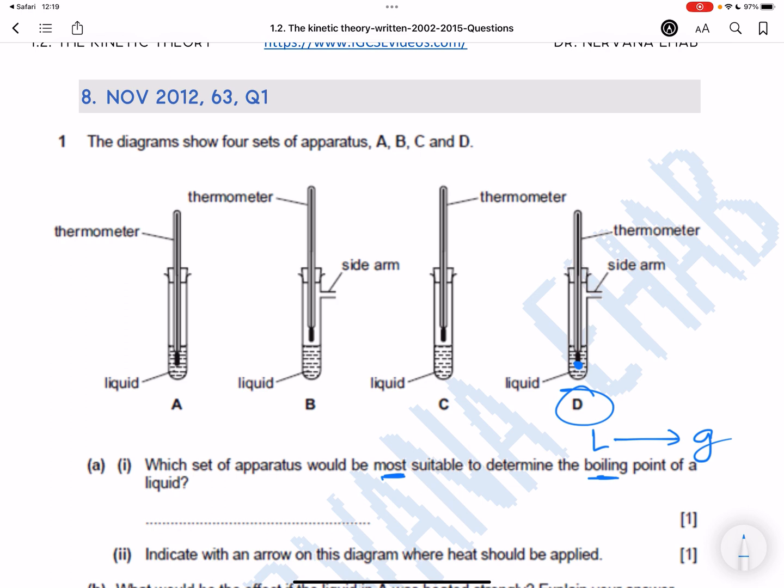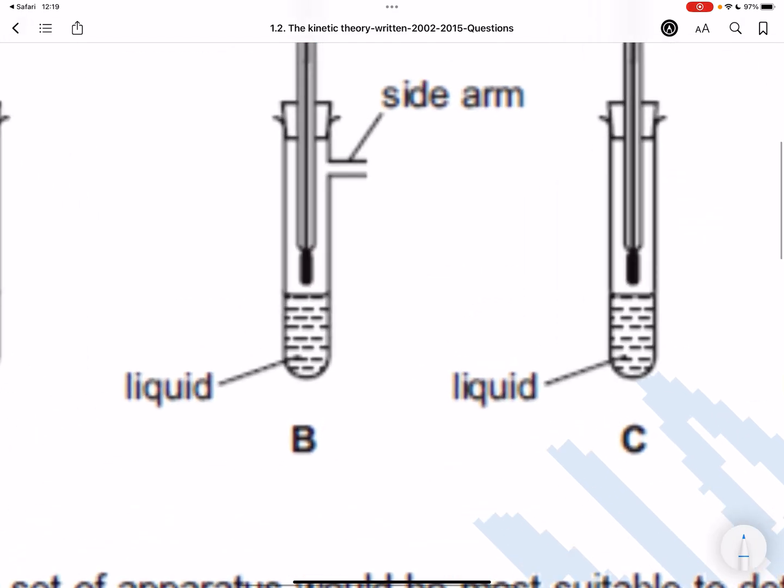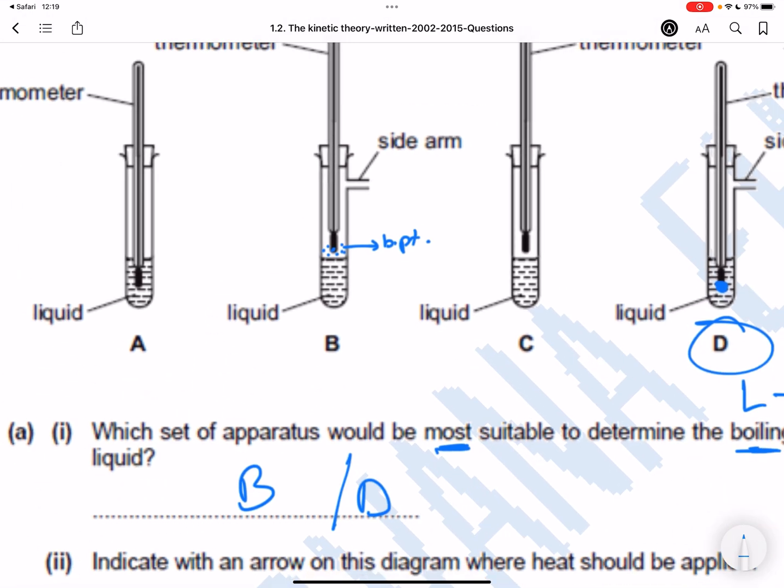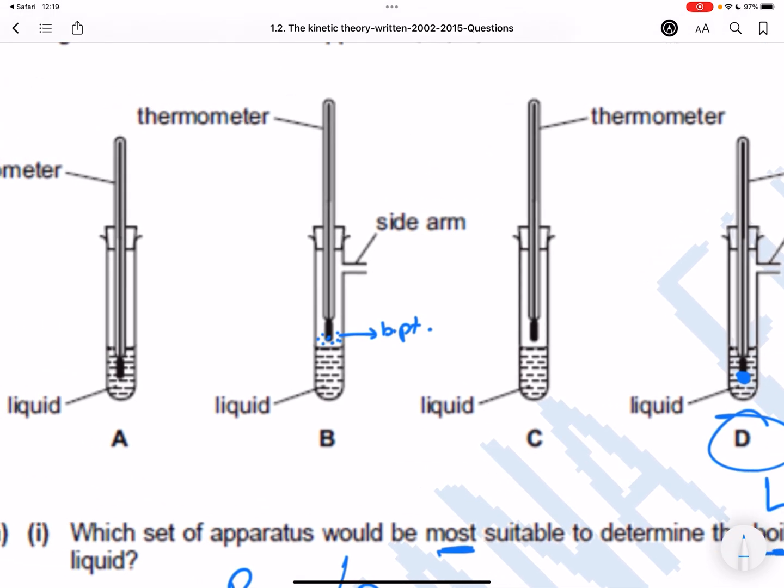The answer here is B, because it's best to have the thermometer just above the liquid so that it's reading the vapor right above the liquid, which is going to be exactly at boiling point. So if it's water, it's going to be exactly at 100. So B is the correct answer. D would be accepted.